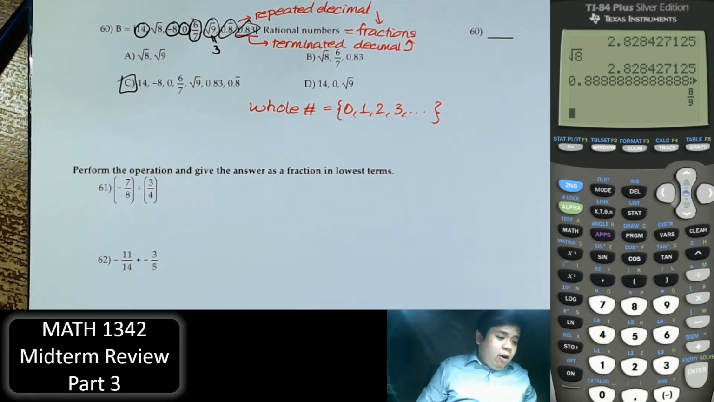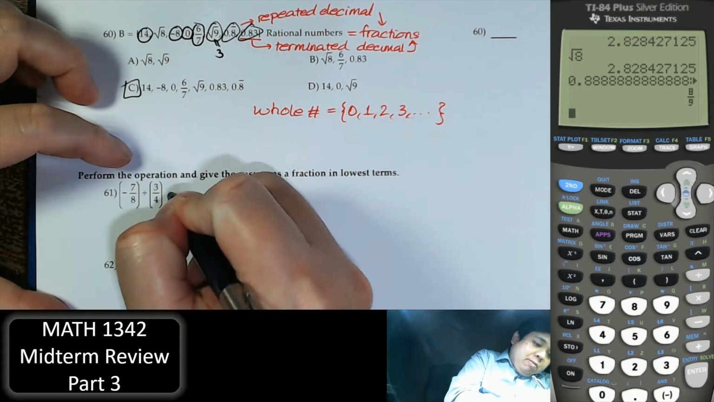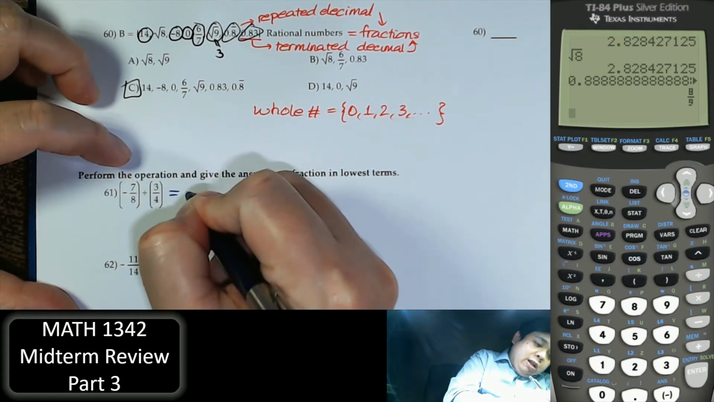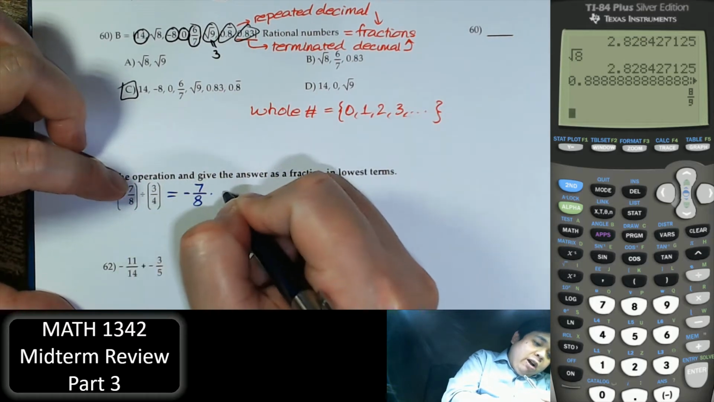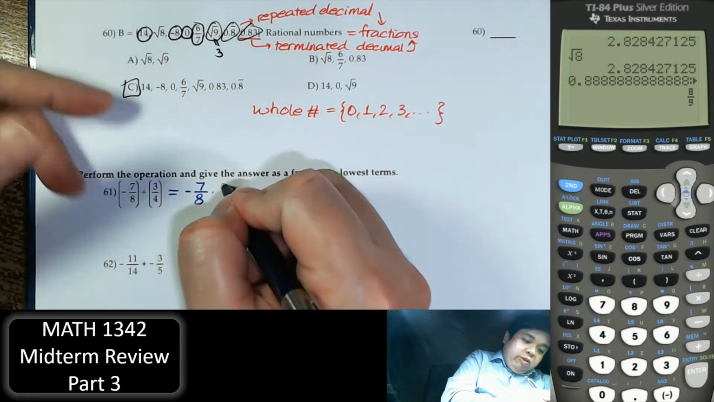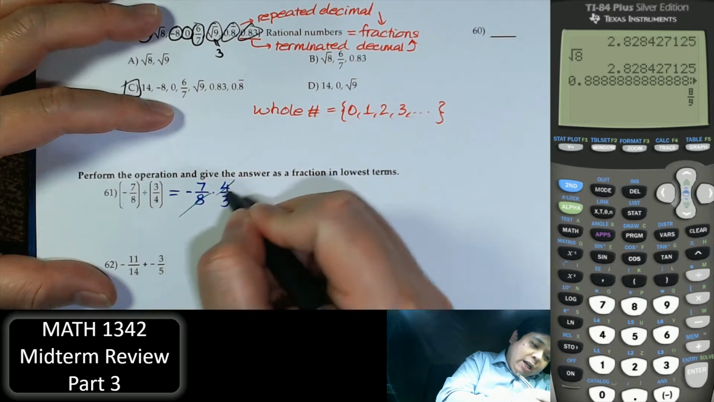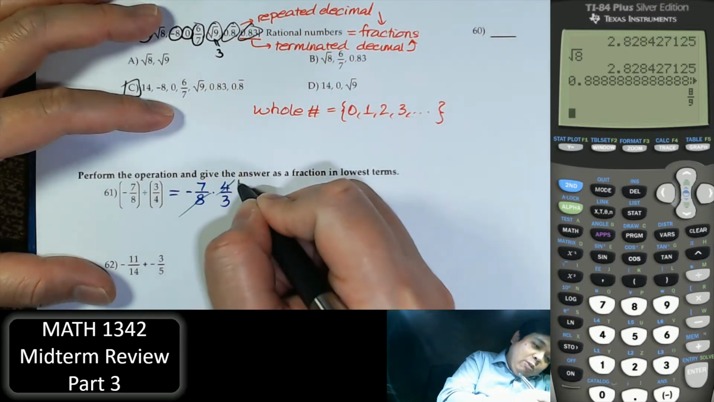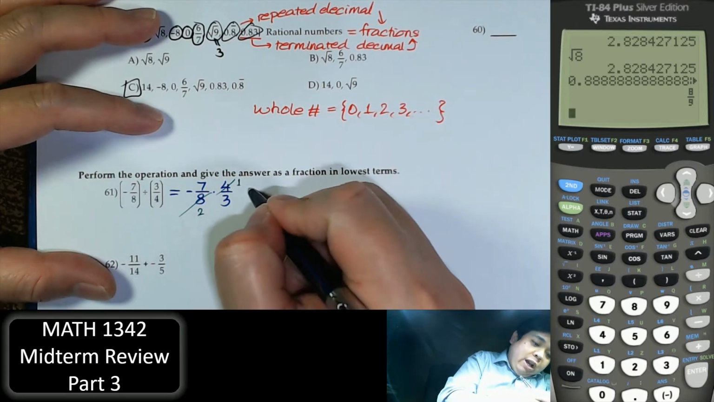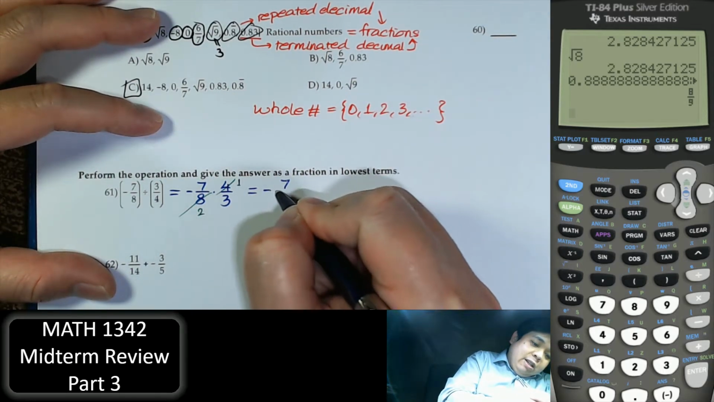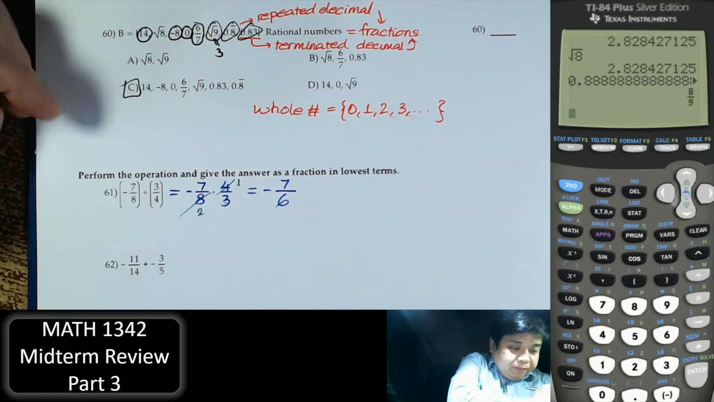Right, next, just perform the operation with fractions. Dividing fractions is multiplying by the reciprocal, so we want to flip it. 4 over 3, and reduce 4 and 8, there's 1 and 2, so multiply straight across. On the top we have negative 7, the bottom 2 times 3, negative 7 over 6.